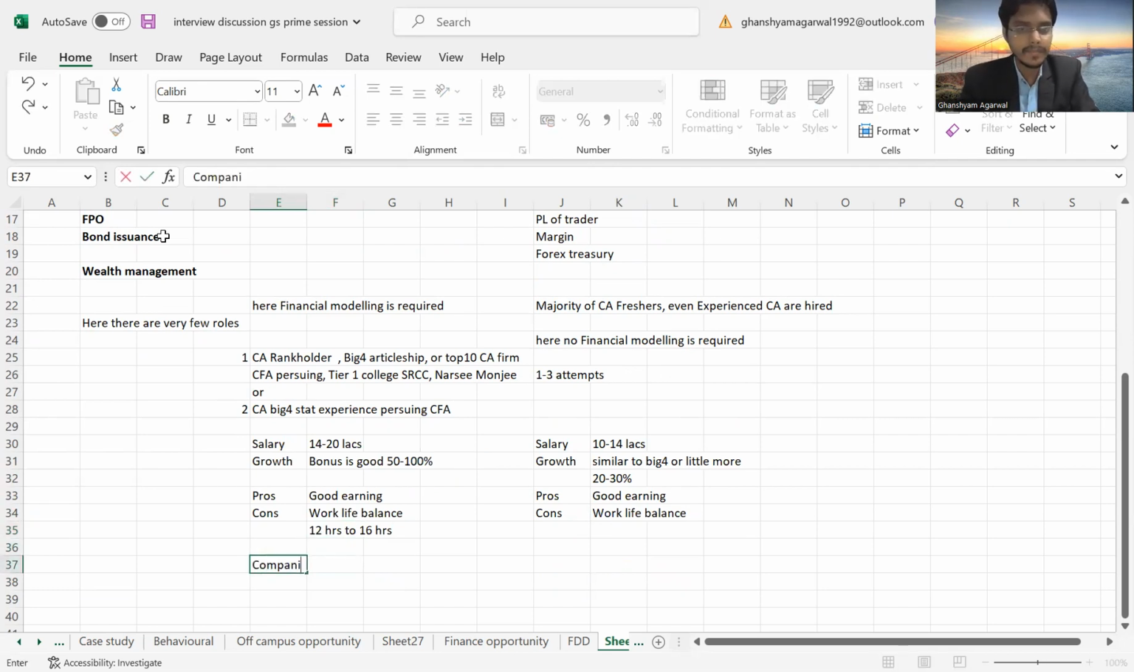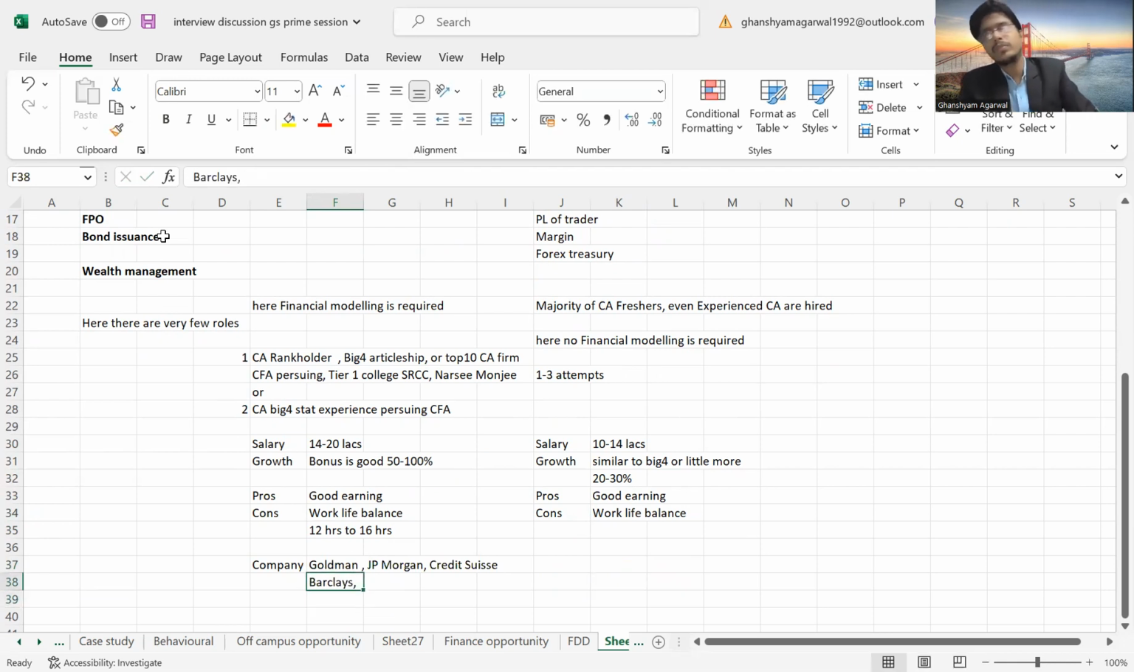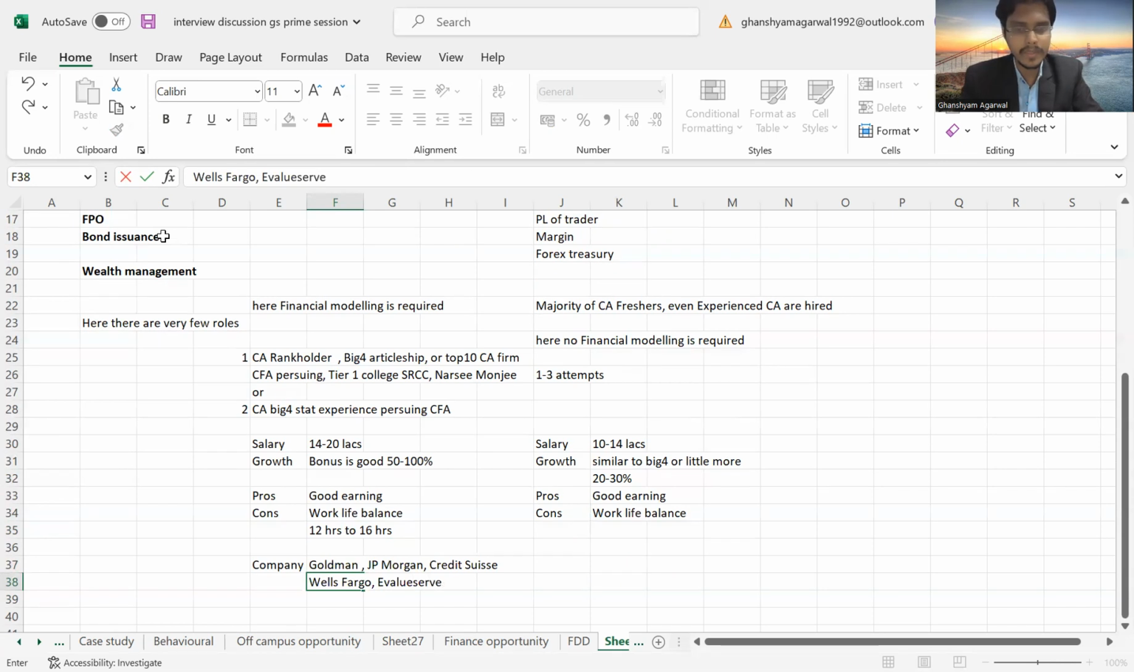Companies: Goldman, JP Morgan, Credit Suisse, Barclays, Wells Fargo, Value serve. A lot of companies are there. Equity knowledge partner.